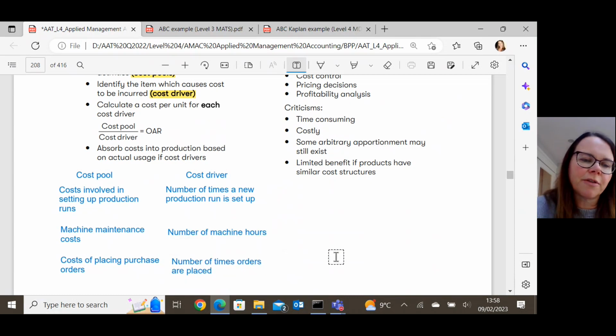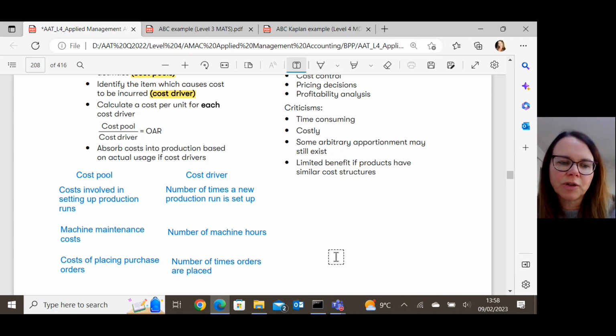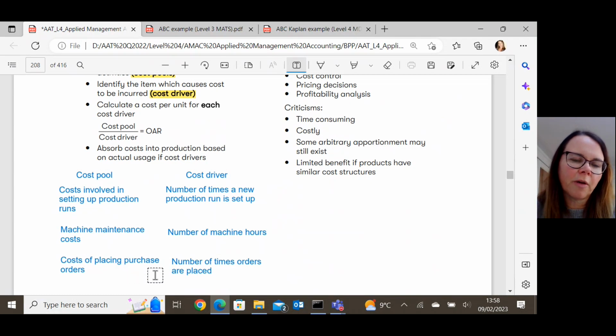So if you do remember at level 3, when we talked about economic order quantities, there's always a balance between keeping on placing orders and holding the stock for too long. So there are costs involved with repeatedly placing orders. So hopefully that's given you an idea of what we mean by a cost pool and a cost driver.